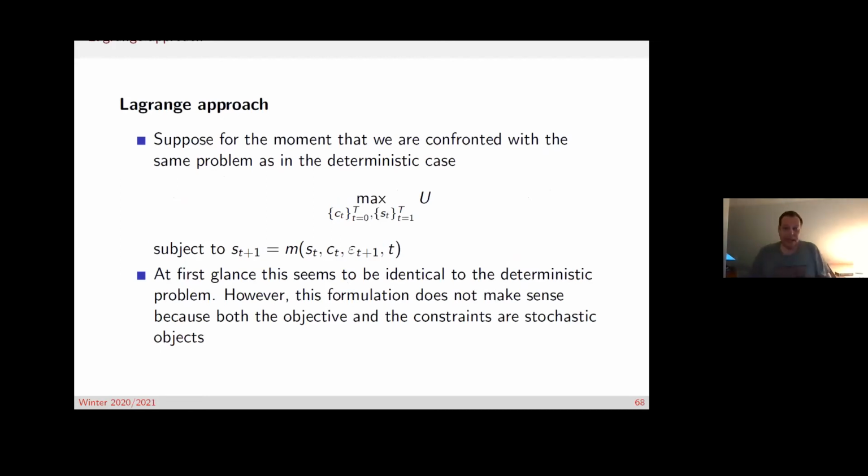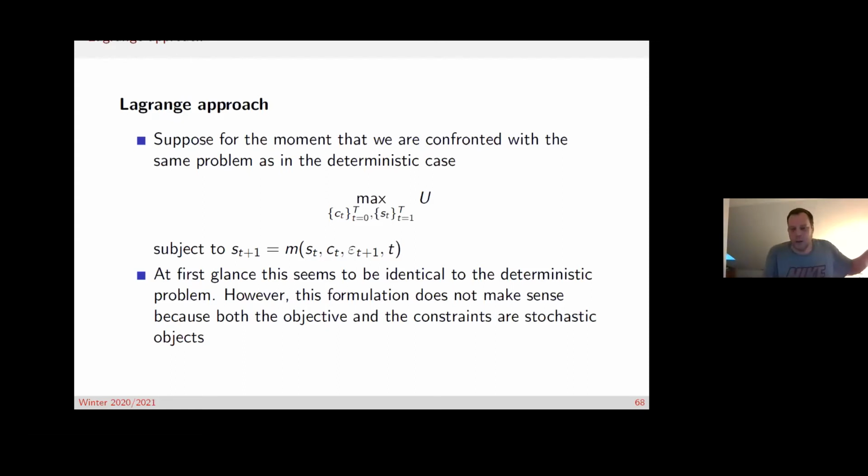Okay. As before, we basically go through the same concepts. We start with the Lagrange approach. Again, this being said, the Lagrange situation is not a thing that you want to do, at least if you want to solve for the actual plan that you would follow. And the intuitive reason is also very straightforward.